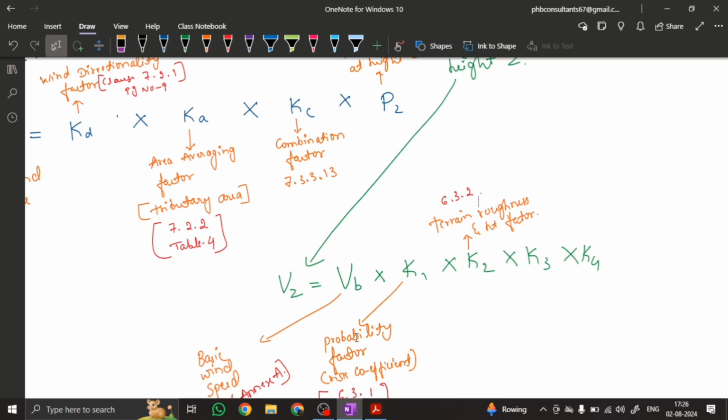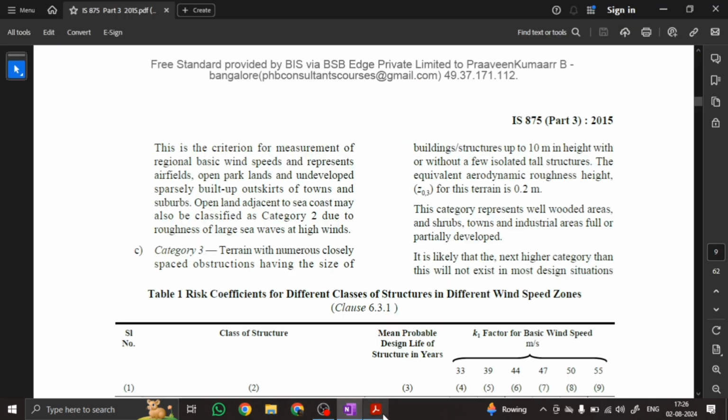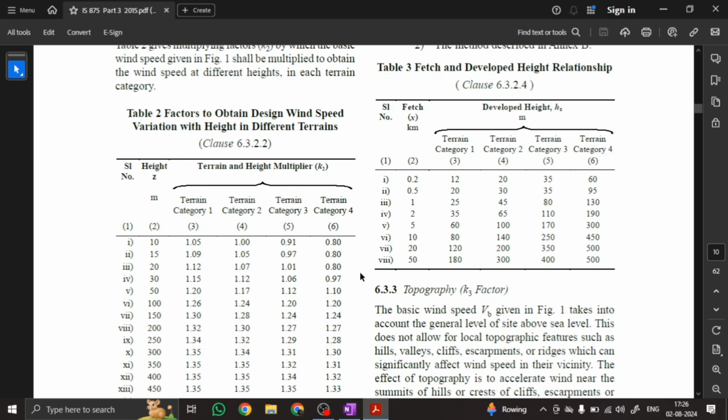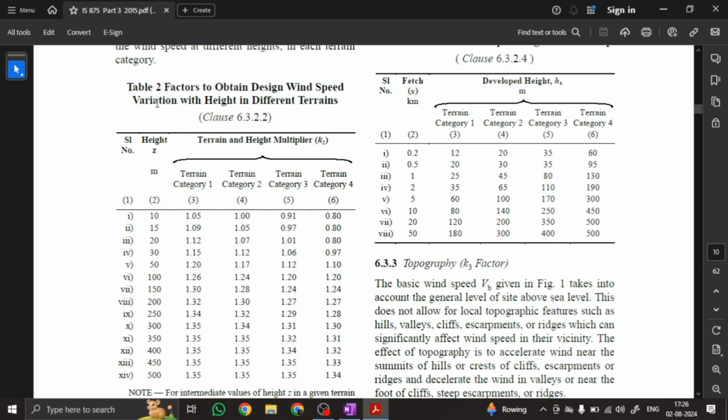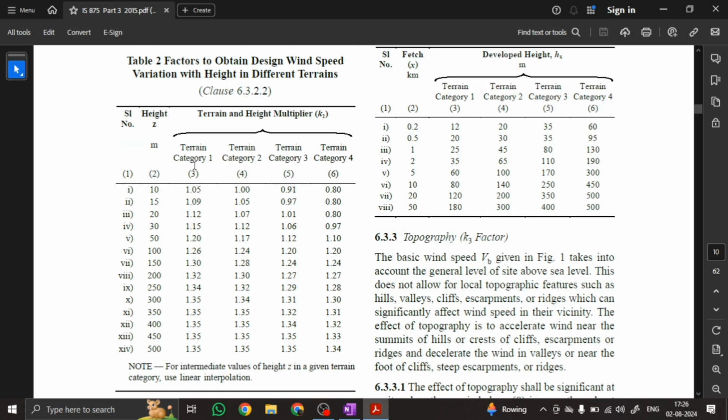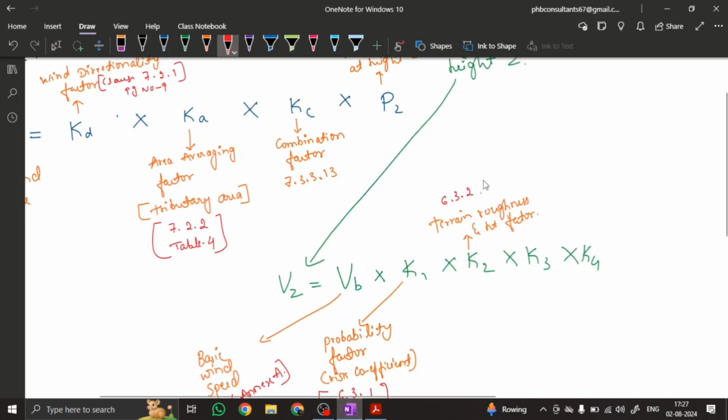So this is 6.3.2, and another one we have to use according to that category. Here are the values in Table 2. We have to take these values according to our building height, and according to terrain category we have to decide the values. Okay, so we use Table 6.3.2 and Table 2 to decide the terrain roughness and height factor.